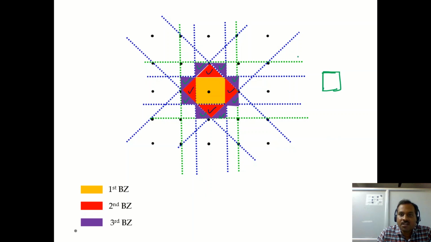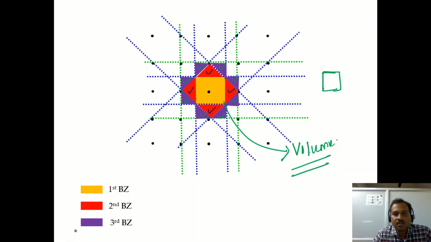This is the case in two dimensions, and in three dimensions we know that these regions will become volumes. So this is a little bit of information on how to construct the Brillouin zone around a given lattice point and what the significance of the perpendicular bisectors is. Remember, these bisectors between two lattice points are the Bragg planes.